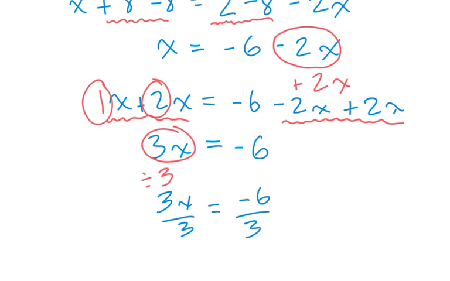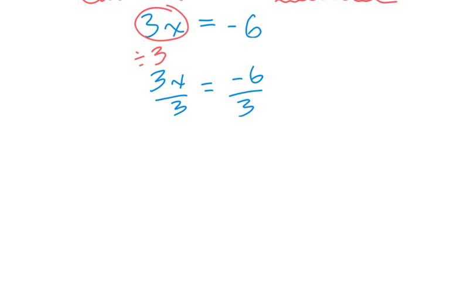Again, let's scroll up to make more space for ourselves. This should be pretty simple. 3 divided by 3 is 1. When you have a positive number divided by a positive number, the answer is positive. So the coefficient should be positive 1.